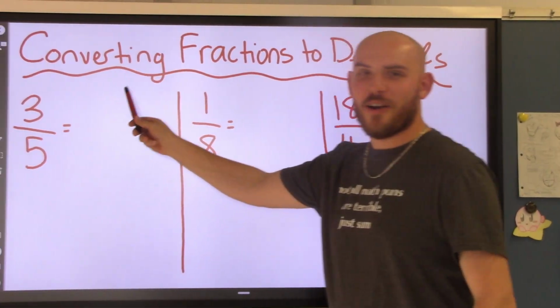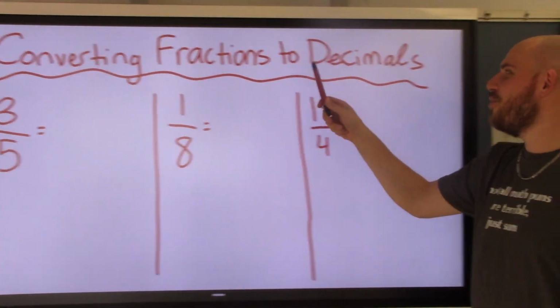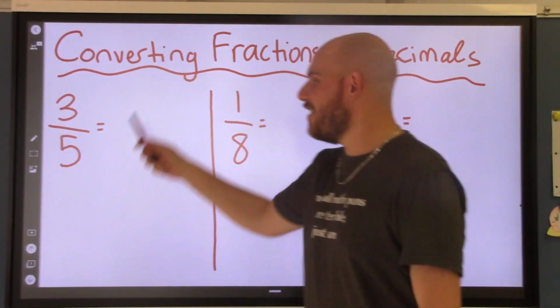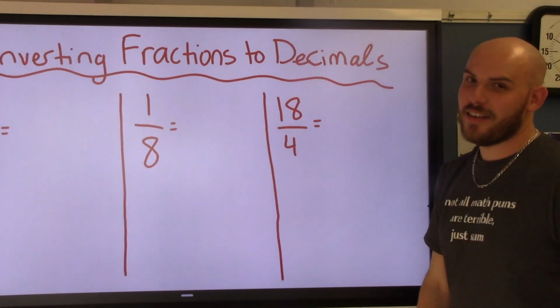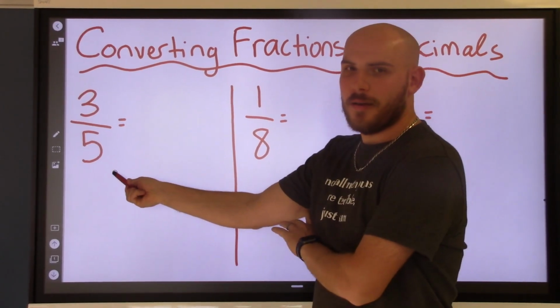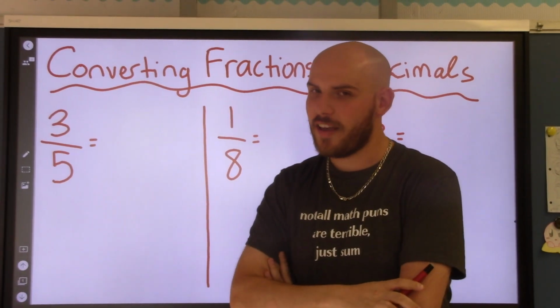Today we are converting fractions to decimals. So we have fractions here that we're going to have to turn into decimals. So let's take a look at 3/5. How do we turn that into a decimal?